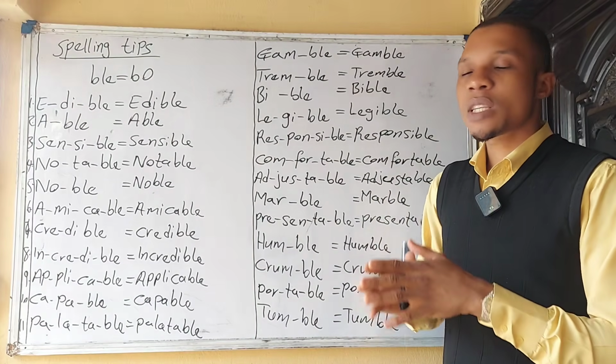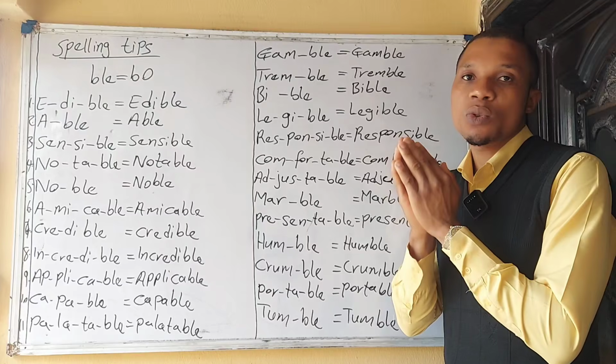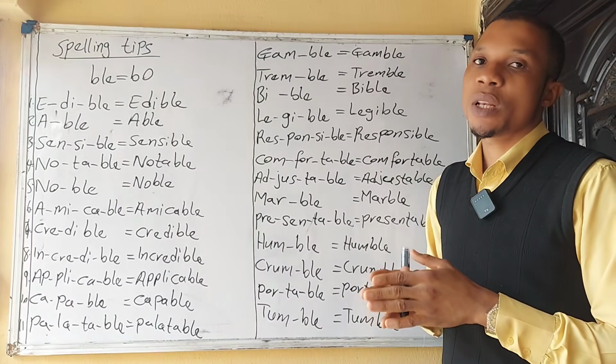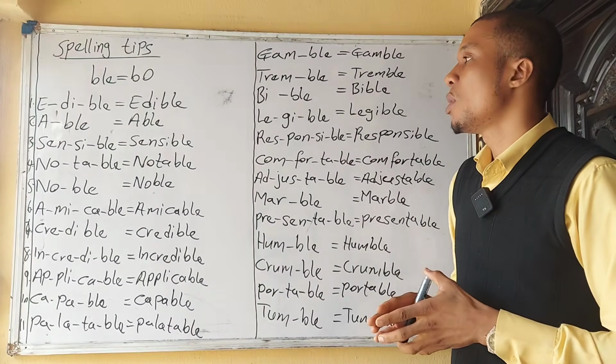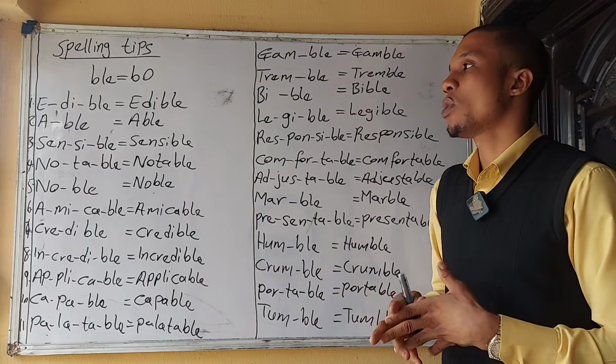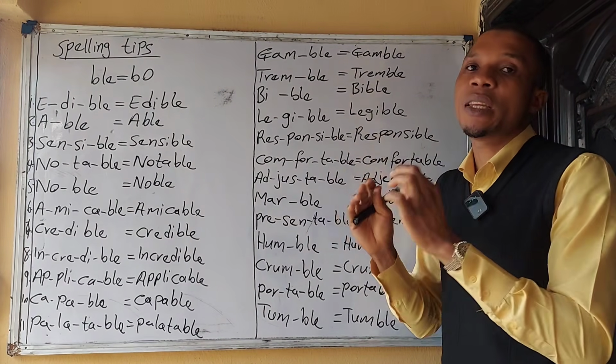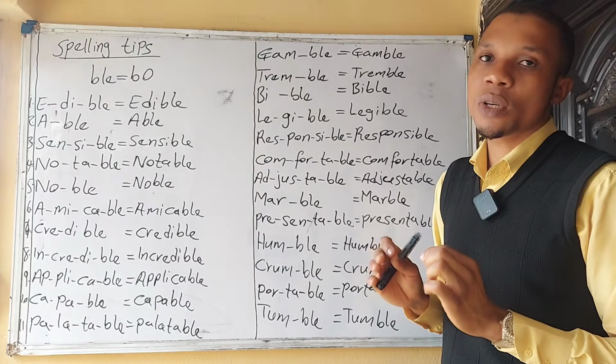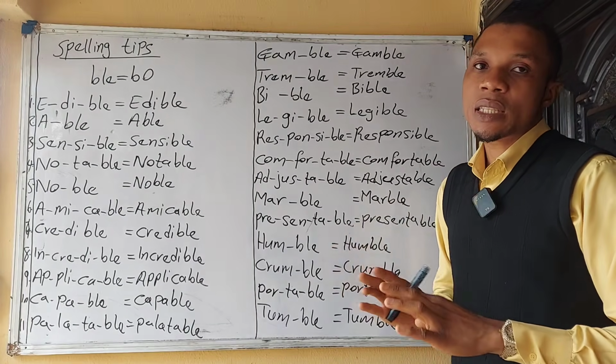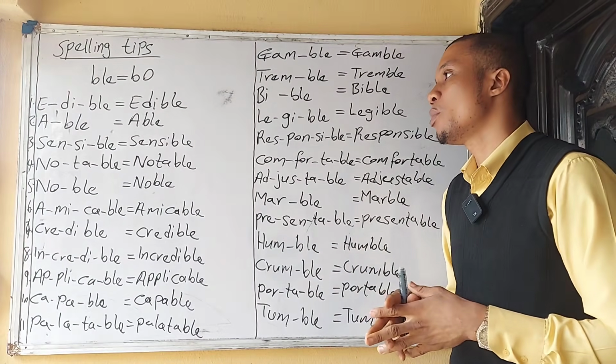So it is important for you to pay attention to sounds of letters when spelling. Is that understood? This is what I want to bring to your notice today on spelling, that whenever you see BLE at the end of a word, the sound is what? Bo. And when you understand this, spelling becomes very simple for you.